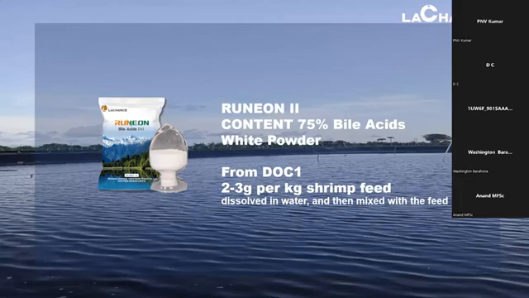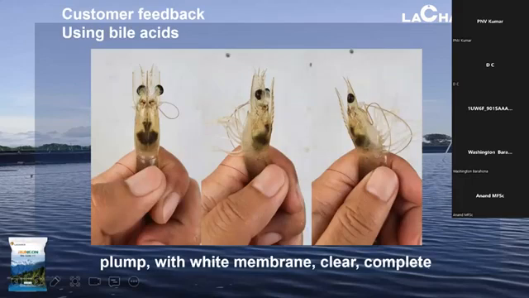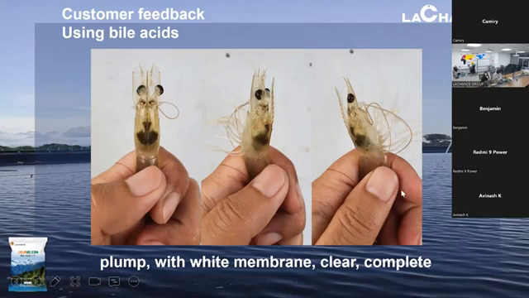For the bile acid, you can see this is from our customers. After using bile acid, you can see the hepatopancreas is clear and complete and with good color, brown to black, and also with a wet membrane, in the liver transition period.